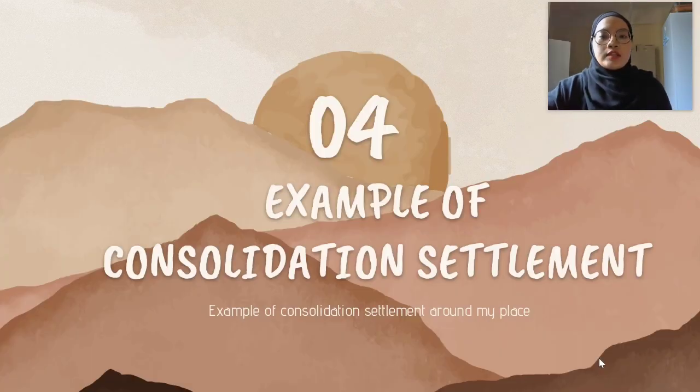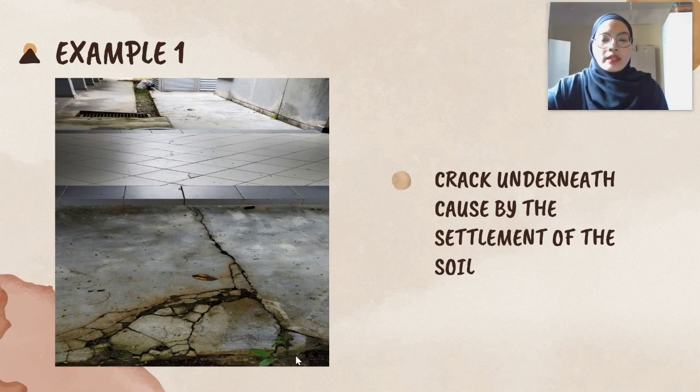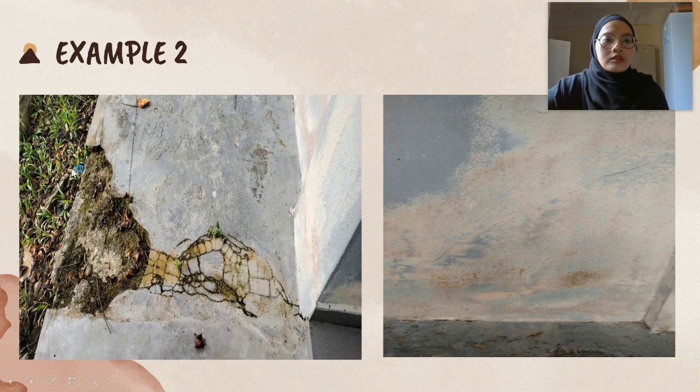And then for the last part, we have an example of consolidation settlement. In this part, I will show examples of consolidation settlement around my place. This is the first example. In this picture, we can see the crack underneath caused by the settlement of the soil. We can see the crack along this tile. I think this crack occurs maybe due to the different types of soil or maybe the condition of the soil at that place. For the second picture, the same condition as the first example, we can see the crack. We can see the cement has already come off this area, and we can see the crack along it. In this picture, we can see the wall already has a crack.